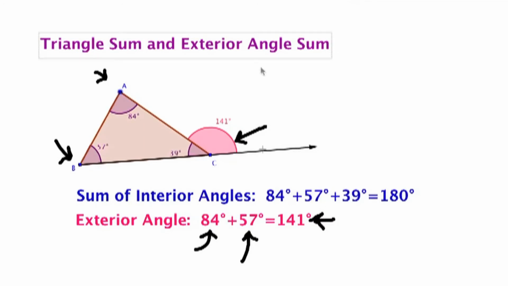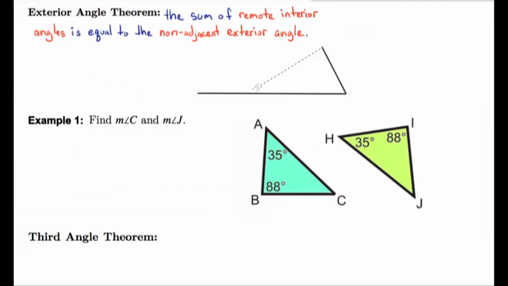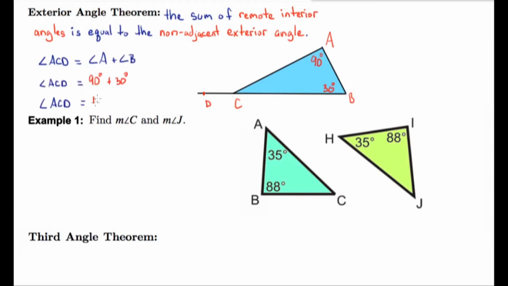Okay, back to the notes. Let me just make a little drawing here showing that the exterior angle is the sum of the 2 remote interior angles.